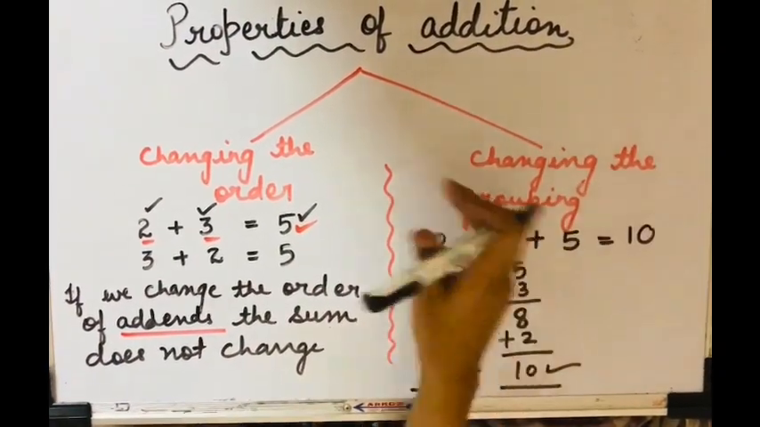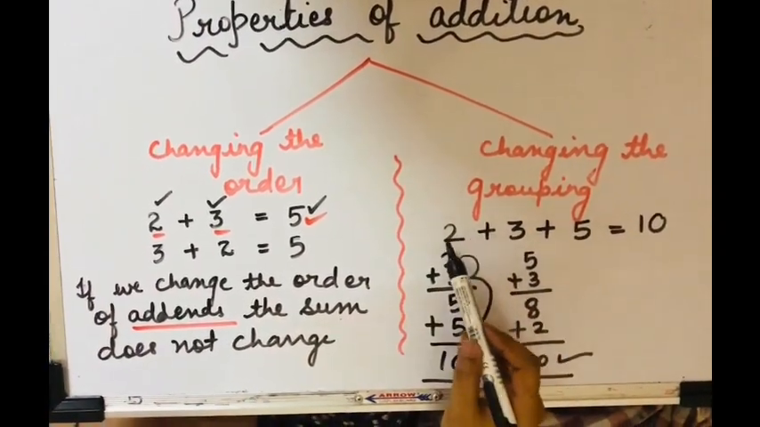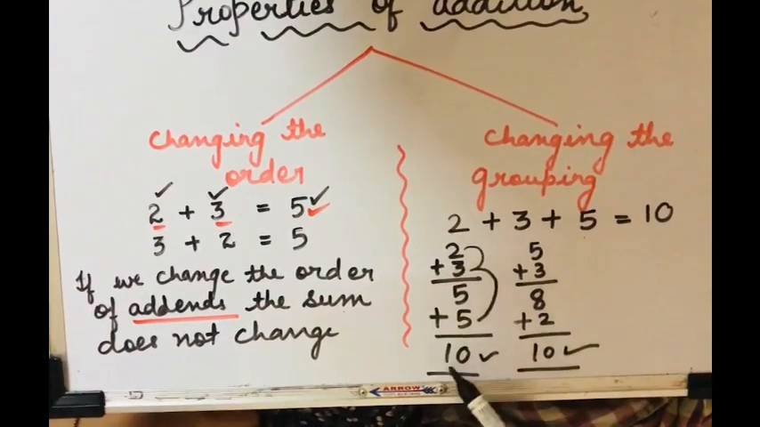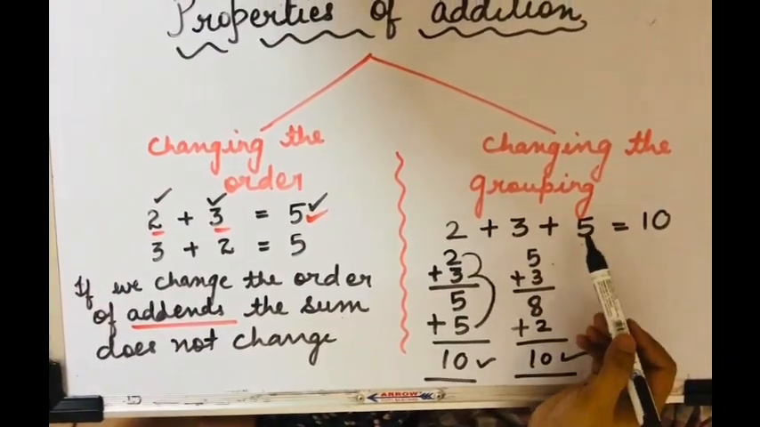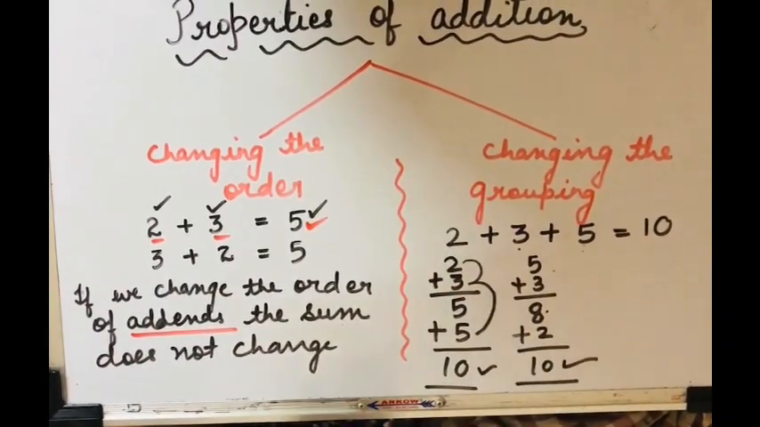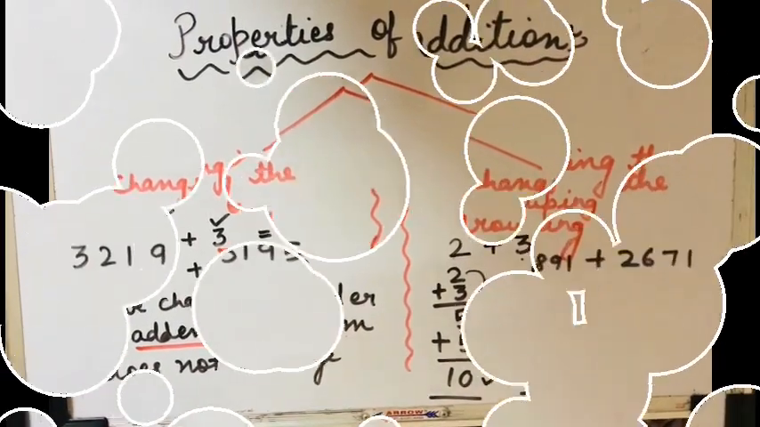So the changing the grouping property of addition means that if we change the grouping, first we are doing 2 plus 3 and then whatever answer we are getting, we are adding 5 with it. We are getting 10. But in this case, we are adding 5 plus 3. We got 8, and after that we are adding 2. Then also we are getting the same answer. So it does not change the sum.